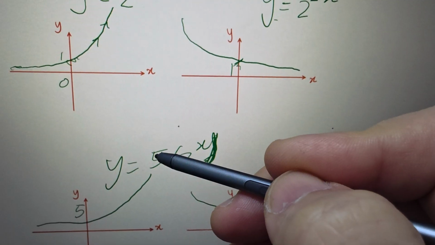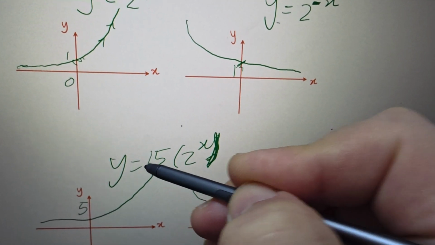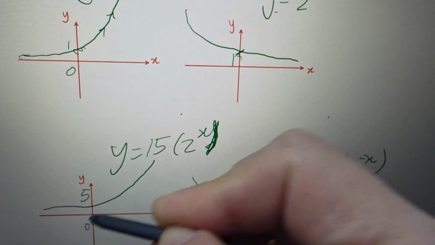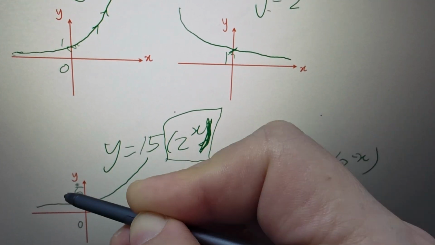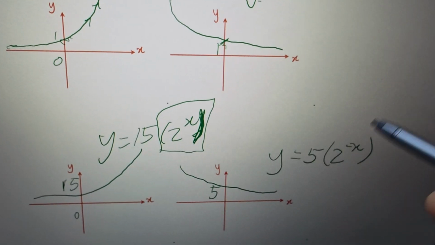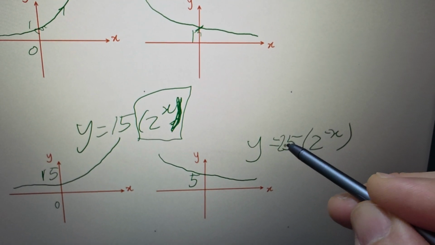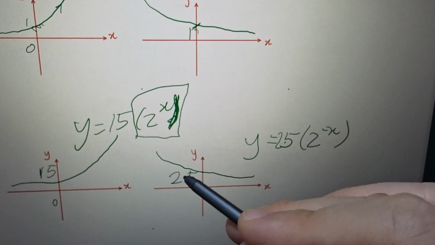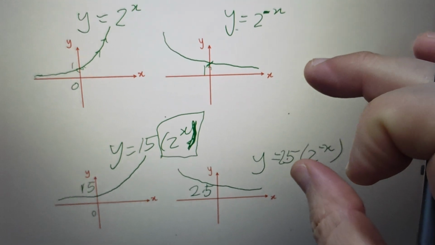Then when I put a 5 here, or a 15 here, or whatever number I put here, when x is 0, this part here will be 1. 1 times any number will be that number. Same here, if this is 20 or 2.5 or whatever, then this will be 2.5. So that is how you do this kind of question.